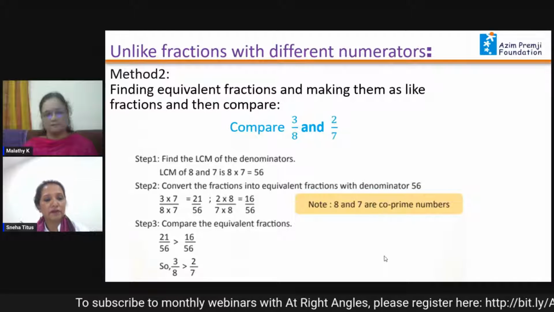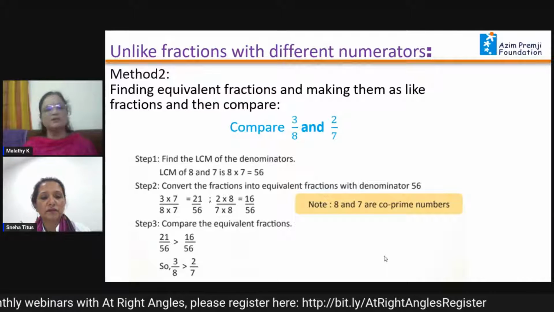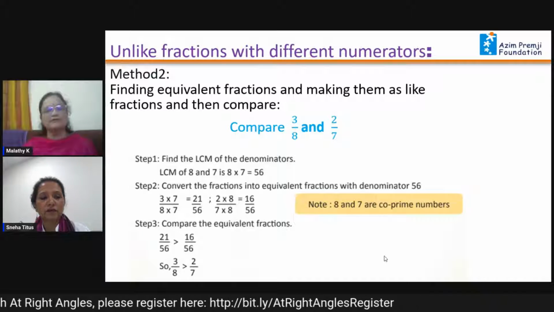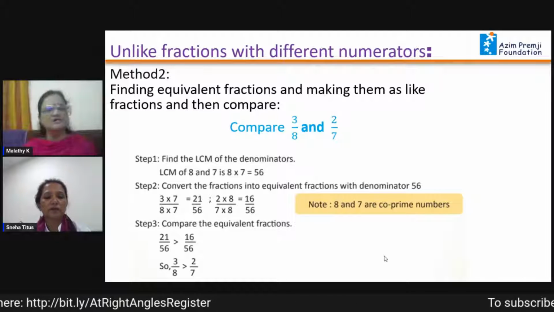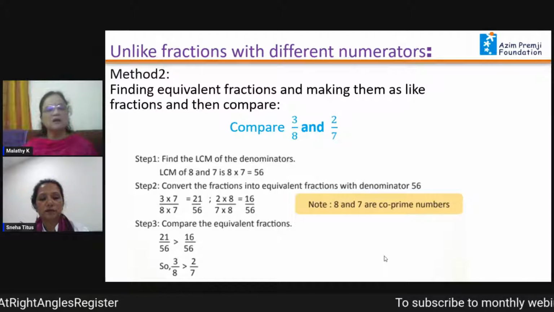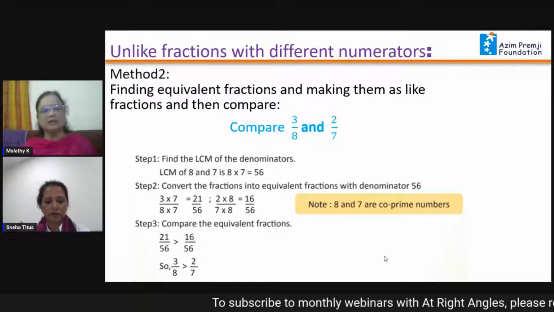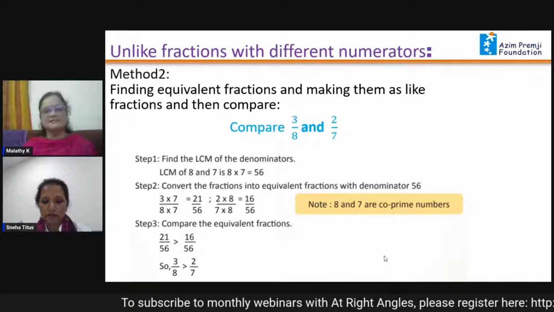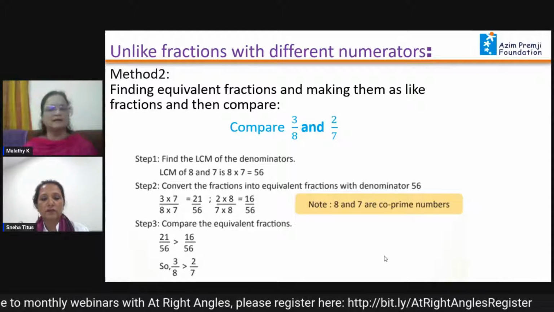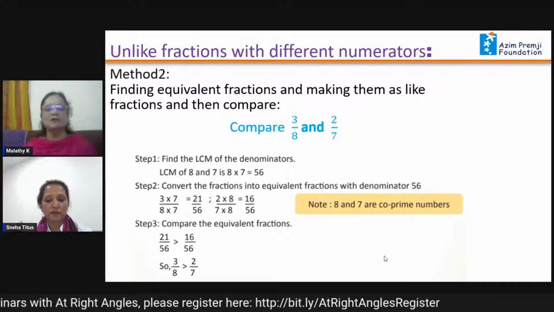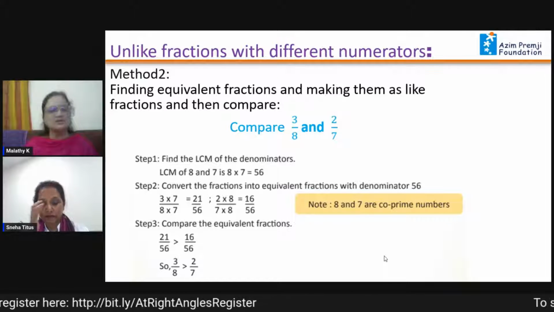For method 2, it is going to be finding equivalent fractions, but the technique is not finding the entire set of equivalent fractions. They use the technique of finding the LCM and then make the equivalent fractions and then compare. So with LCM, when they see that they are co-prime numbers, special cases, they can just simply multiply. We just incorporate some basic knowledge of factors and multiples also over here.